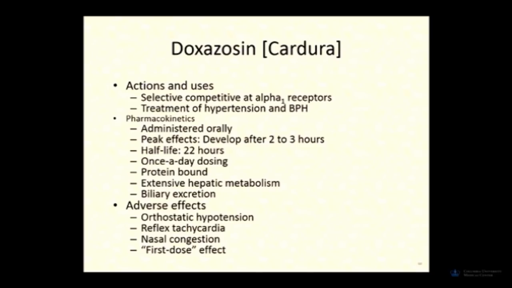Doxazosin, also a competitive blocker for the alpha-1 receptor, also treats hypertension and BPH. Also administered orally, peak effects are 2 to 3 hours, half-life 22 hours. So again, much, much longer duration of action. Once-a-day dosing. It has some protein binding, which is why the half-life is so long.